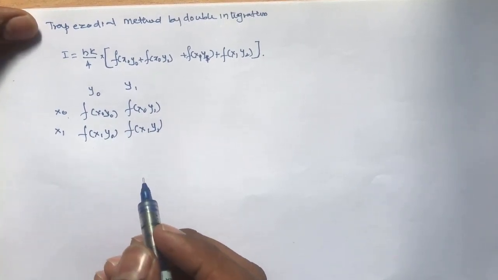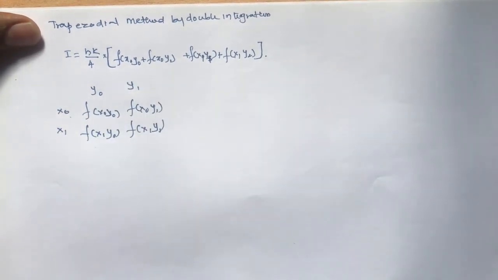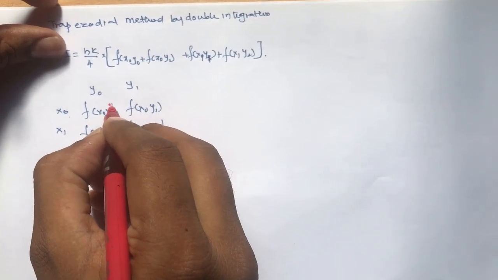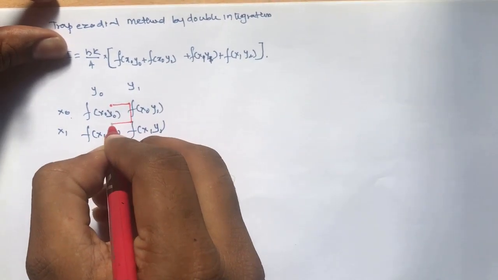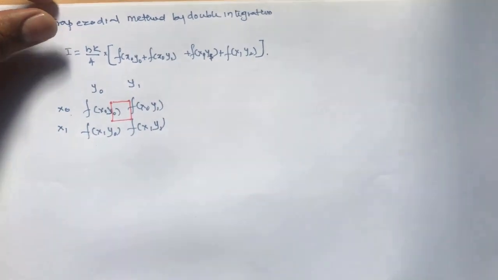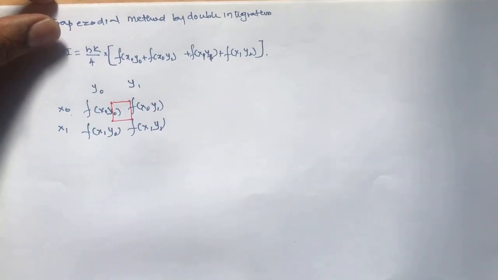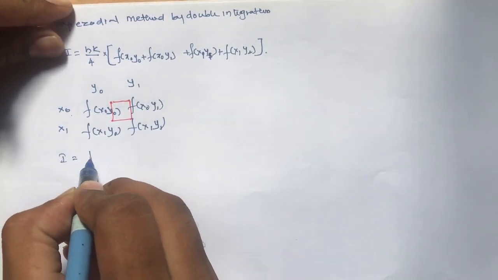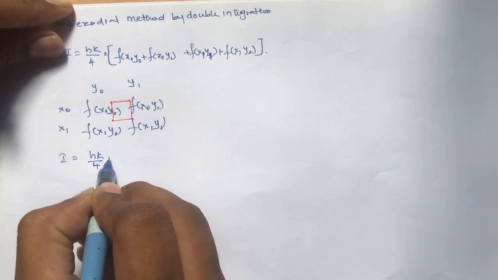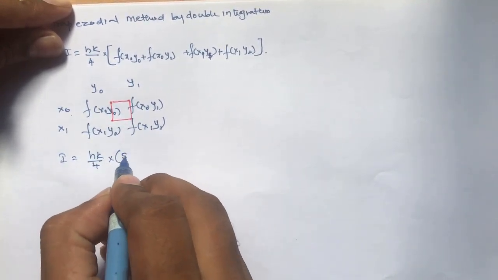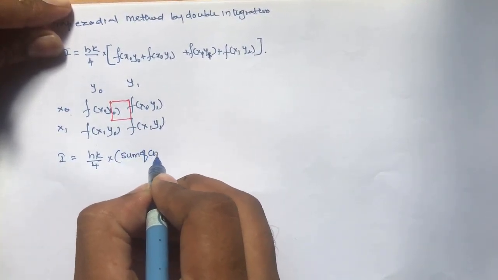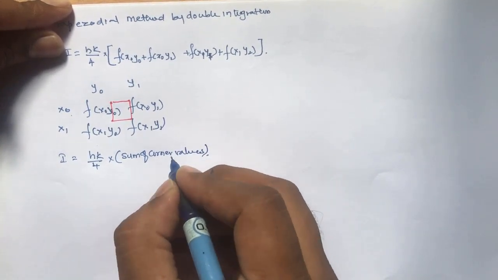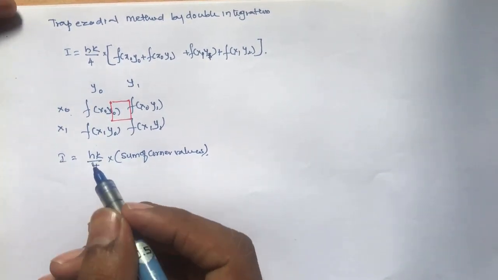Okay, so how to do that? Generally when you make this table, you have to add this plus this plus this plus this. The sum of the corner values will give you this value. I can be written as h into k divided by 4 into bracket sum of corner values of the table. Okay, this is your formula for the trapezoidal rule.